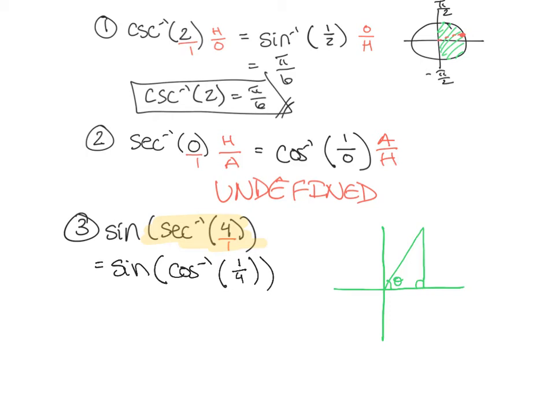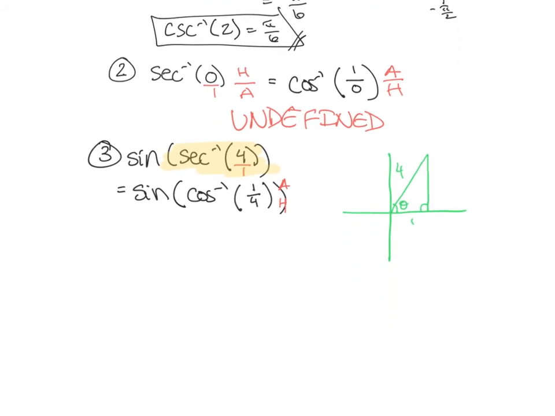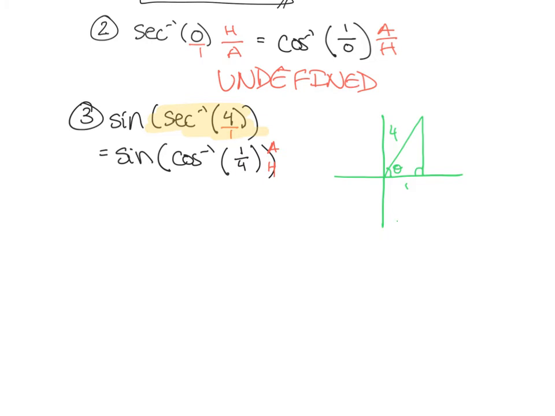So let's see. Cosine, as we've already said, is adjacent over hypotenuse. Our adjacent side is 1. Our hypotenuse is 4. We need to know what this other side is, so we're going to use the Pythagorean theorem to help us out. Let's call this b. 1 squared plus b squared gives you 4 squared. 1 plus b squared is equal to 16. b squared is equal to 15. Square root both sides. You get b is equal to the square root of 15.